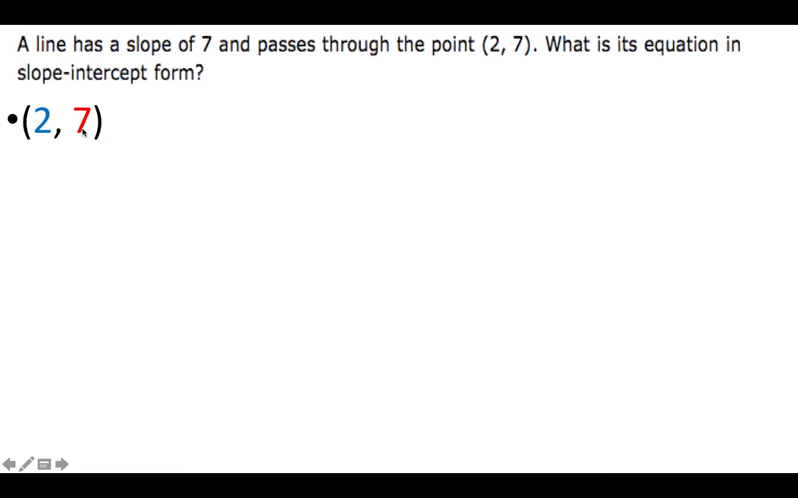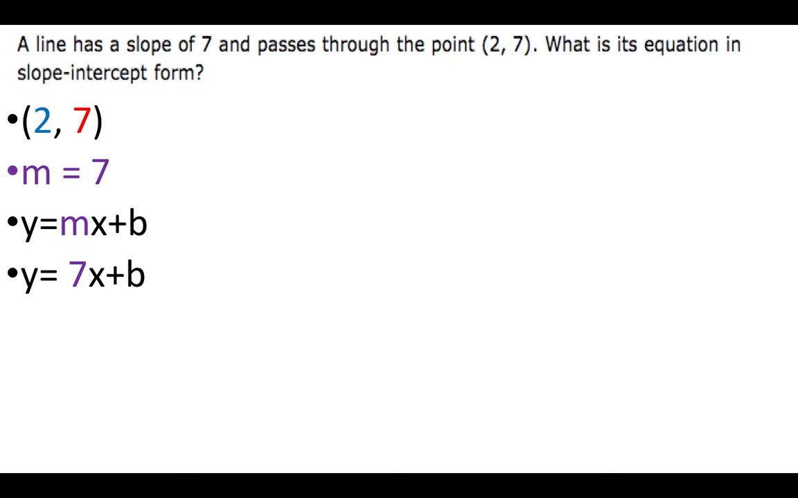The next step is to identify the information that I'm given. I'm given that my slope is 7. Because my slope is 7, I'm going to write m equals 7, because in math, m represents slope. Once I have my slope, I'm going to use one of my essential equations, y equals mx plus b. Next, I'm going to substitute my slope right here for this m.